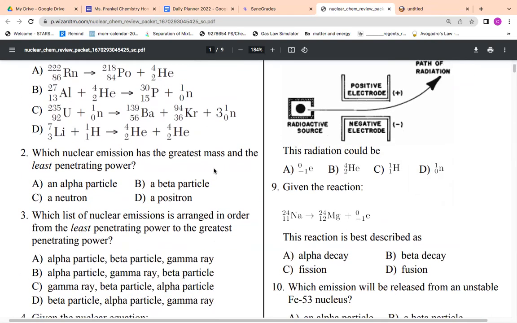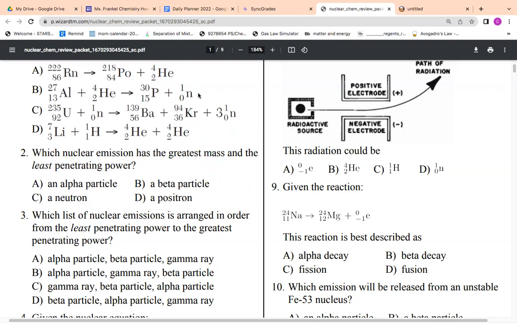Next one, which nuclear emission has the greatest mass and the least penetrating power? Again, the particle that has the highest mass is, bear with me guys as I try to navigate this pen thing, the alpha particle, which has a mass of 4, charge of 2. So this is the one with the greatest mass off the bat. And also it has the least penetrating power. Again, the order goes alpha, beta, gamma, and neutron, least to highest. So this one should be an alpha particle. Choice A again.